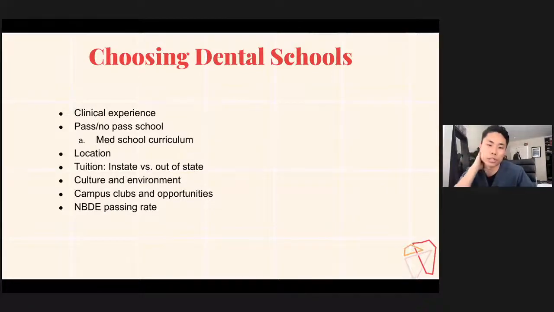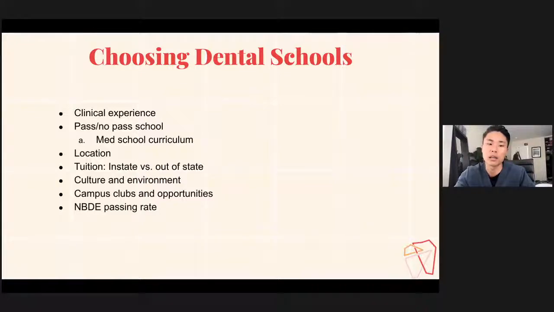Also, the culture and environment, that's huge for me. I think that if you're going to spend the next 4 years at a dental school, why not spend it somewhere that is going to be fulfilling, but also going to challenge you academically, socially, and where you're going to make the most memories? Because you're going to be grinding and hustling, but you also want to be in an environment that isn't so malignant or so cutthroat.